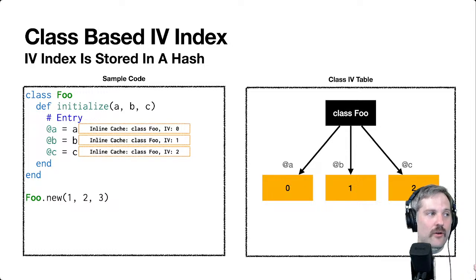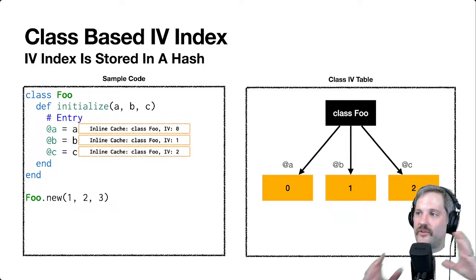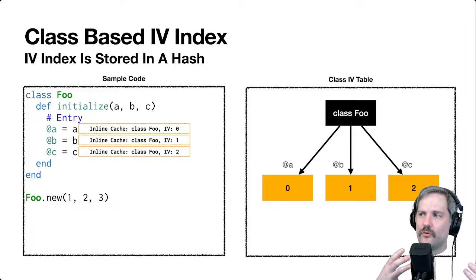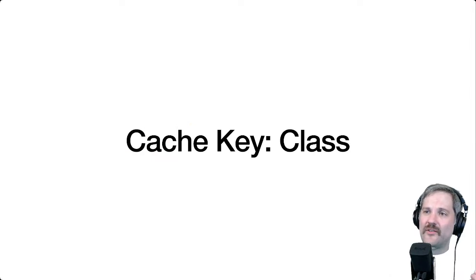So we do cache all of these, and the next time we execute this, we'll say, oh yeah, it's the same class. It's class foo. We hit, so we know the index. So the cache key is the class.